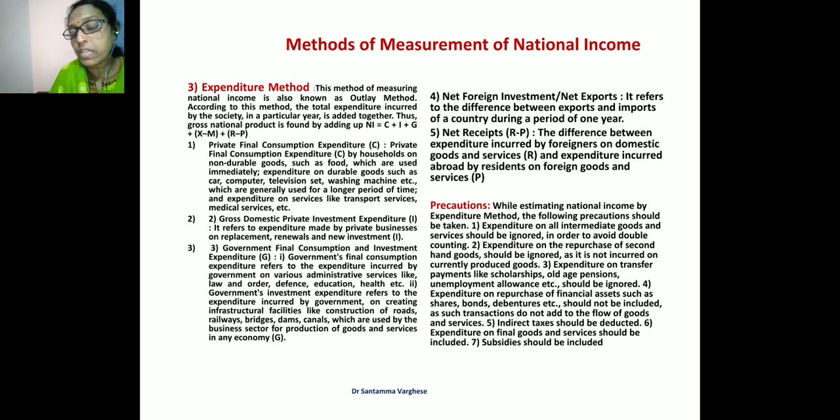Private final consumption expenditure by households on non-durable goods, such as a private consumption by each individual.